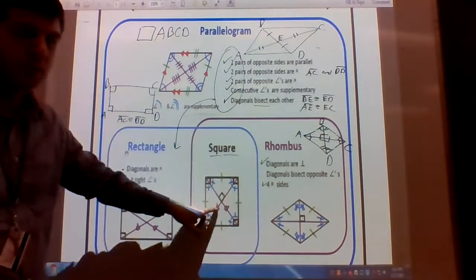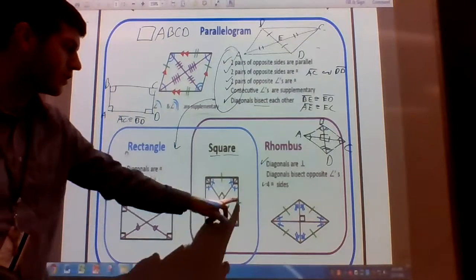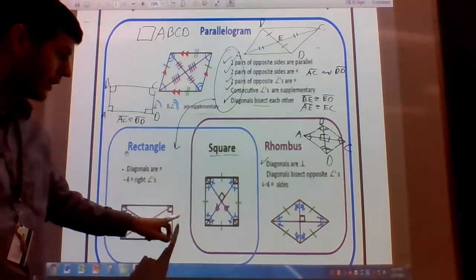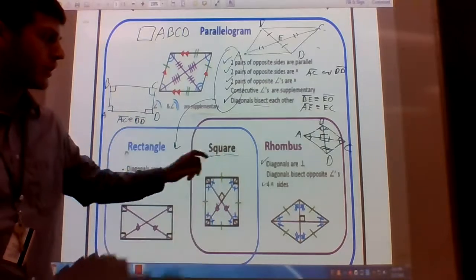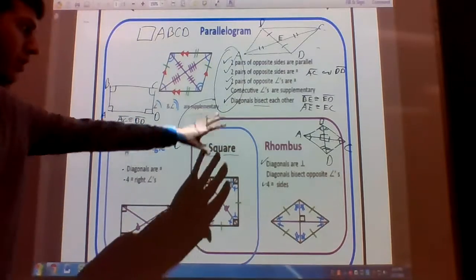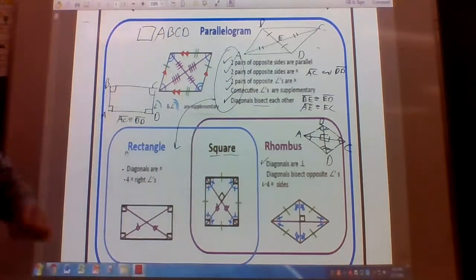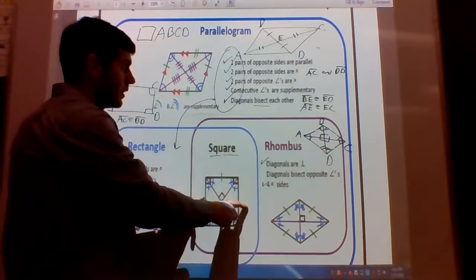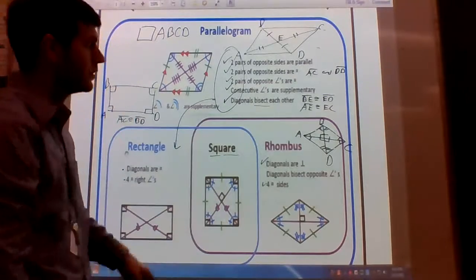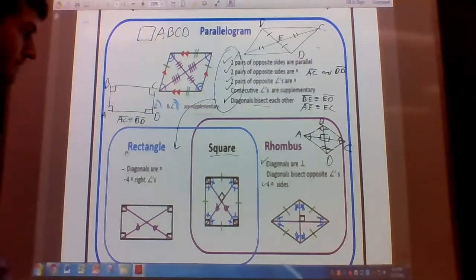Okay, but the best description for a figure like this that has four sides that are congruent and four angles that are congruent is a square. The best description is a square. So it has all 10 of those properties listed. Two pairs of opposite sides that are parallel, two pairs of opposite sides that are congruent, and so on. Diagonals that are congruent.